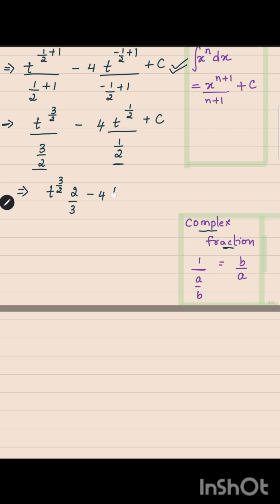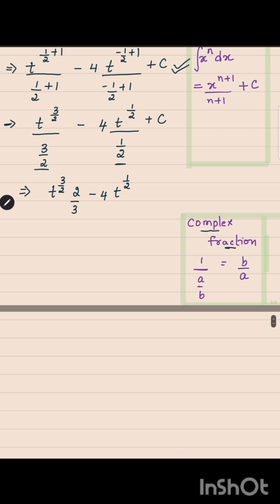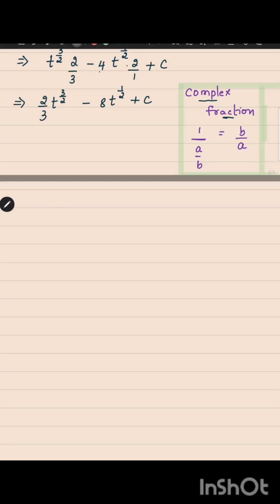Okay, minus 4 into t to the power 1 by 2. So again, 1 divided by a by b, so you will get b by a plus c. Now this implies 2 by 3 t to the power 3 by 2 minus 4 times 2 is 8 t to the power 1 by 2 plus c. Now this is an important step.